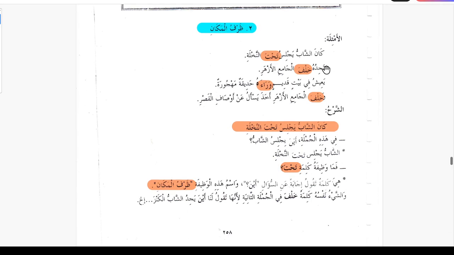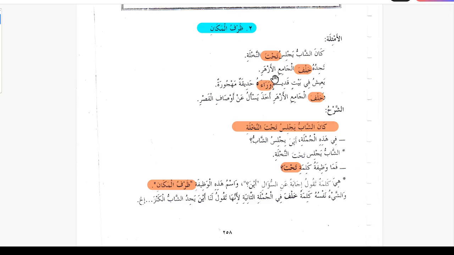So here are some examples. Kana shabu yajlisu takhta nakhlati, the young man was sitting under the palm tree. So now zarfu zaman was answering the question of when. Zarfu makan will answer the question of where. Where the young man was sitting, he was sitting under the palm tree. So takhta is zarfu makan.